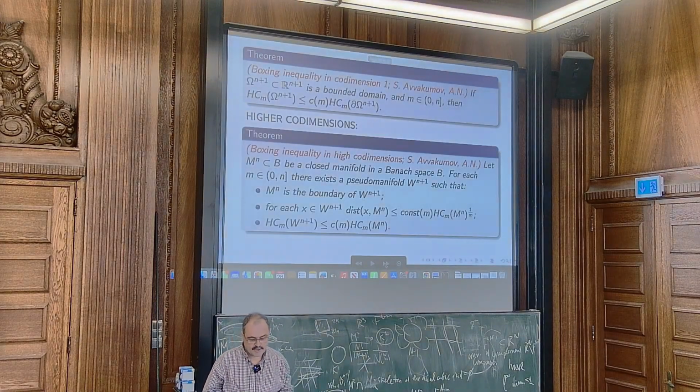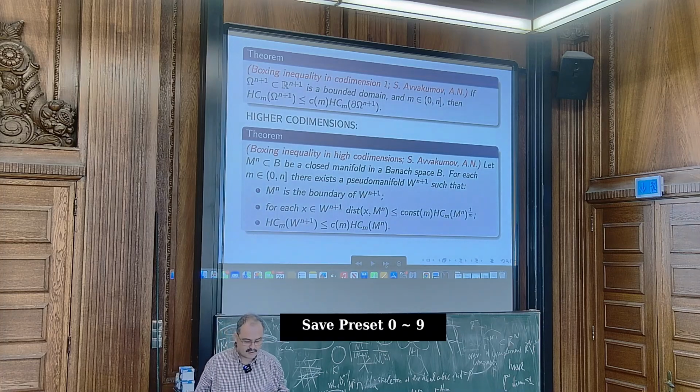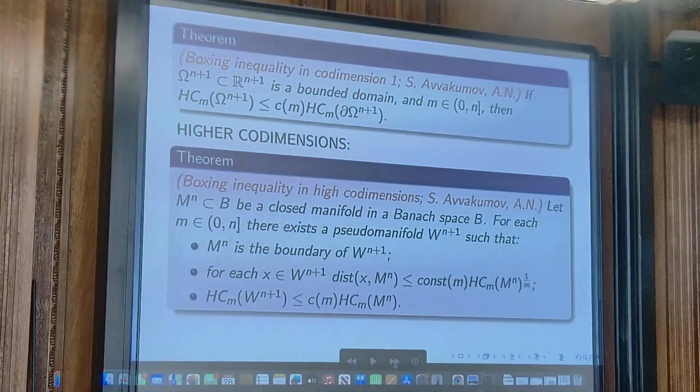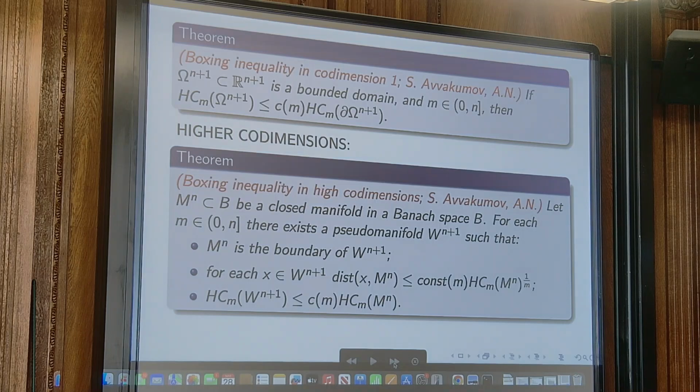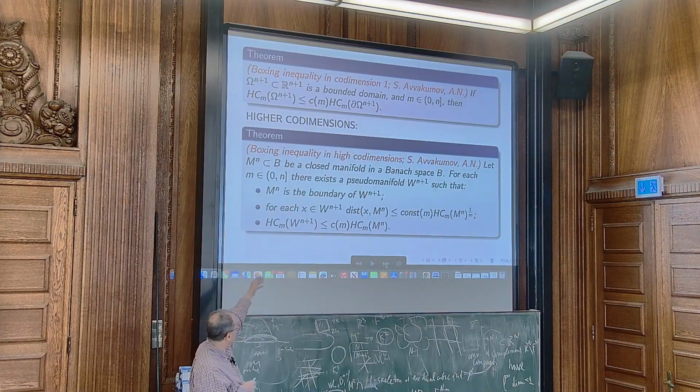And similarly, the last thing that I'm going to say today, that in high codimension, we also have an inequality like Gromov's, with a bound of some analog of the filling radius with respect to HCM. And instead of the isoperimetric inequality, we see that HCM of the filling is bounded in terms of HCM of a manifold. So that's it for today.